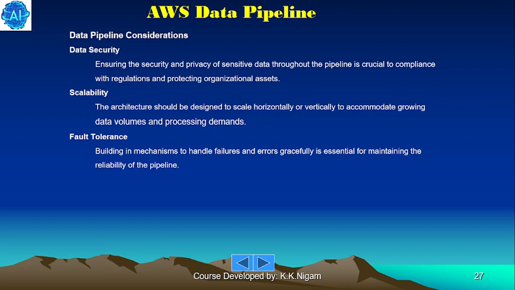Data pipeline considerations. Data security. Ensuring the security and privacy of sensitive data throughout the pipeline is crucial to compliance with regulations and protecting organizational assets. Scalability. The architecture should be designed to scale horizontally or vertically to accommodate growing data volumes and processing demands. Fault tolerance. Building in mechanisms to handle failures and errors gracefully is essential for maintaining the reliability of the pipeline.